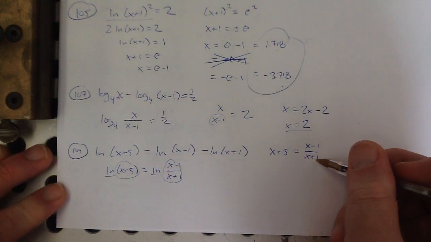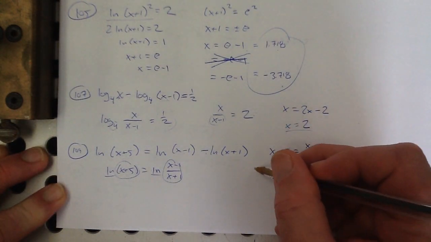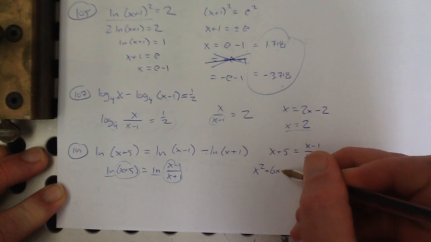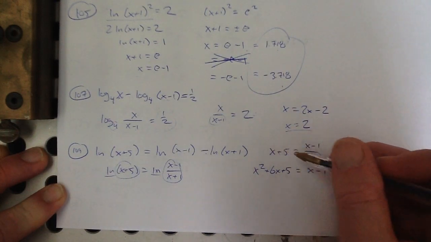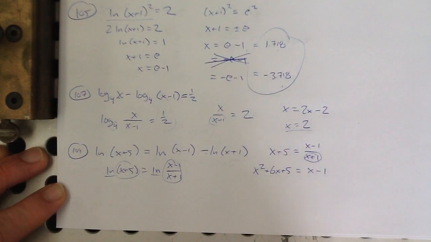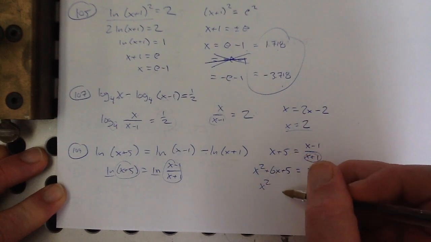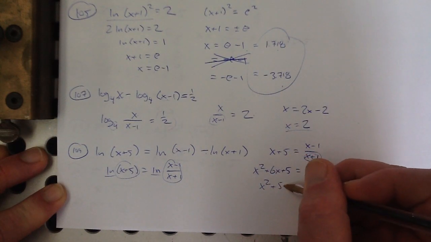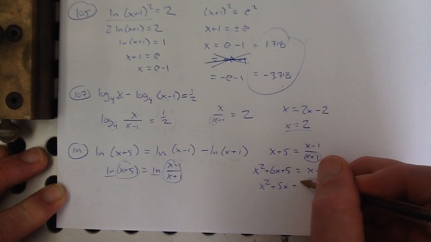Okay, algebra time. So I'm going to multiply this up to here, and then I'm going to FOIL those out. That's x squared plus 6x plus 5. And then on this side I have the x minus 1. That's me multiplying this up to this side and then doing the algebra to expand that. And then I'm going to subtract my x. And I'm going to add this 1.